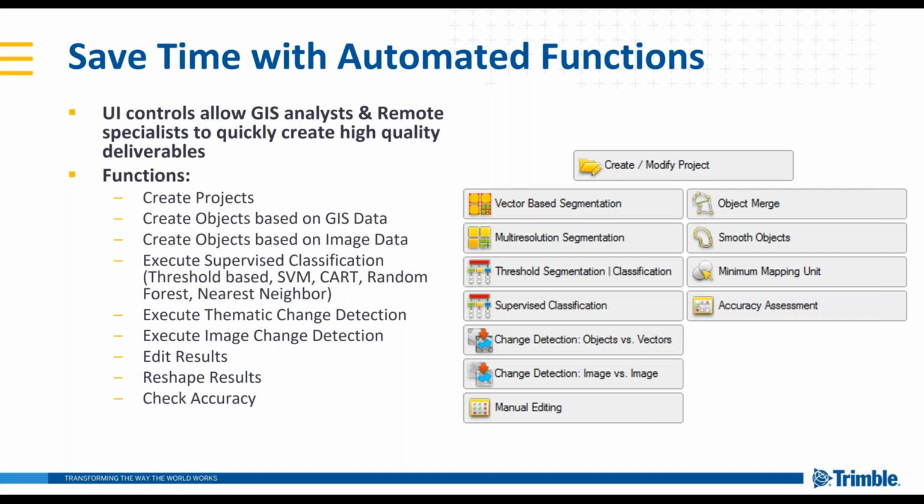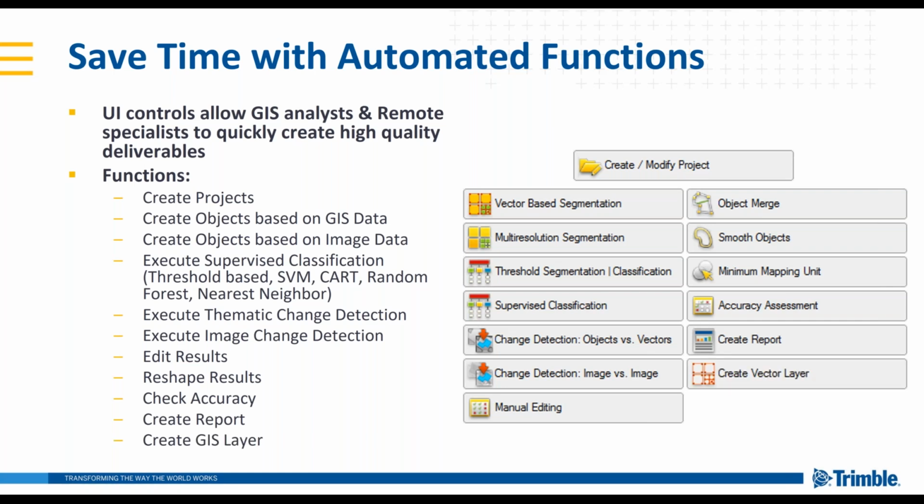We also offer the ability to do accuracy assessment. We want to know how accurate our classification was, of course. So this has been offered as a very nice, easy tool, which we'll see in our supervised classification demonstration later. We can also create reports within Essentials. And finally, we want to get this information out, so we can create vector layers within Essentials.